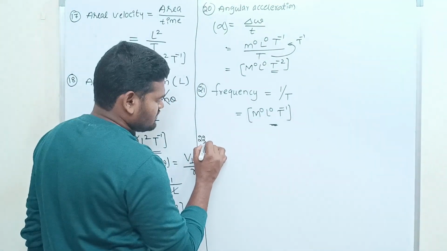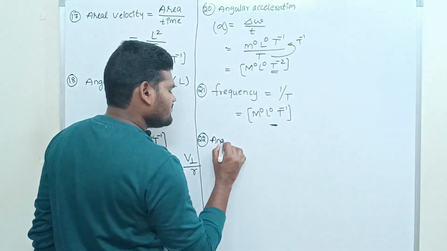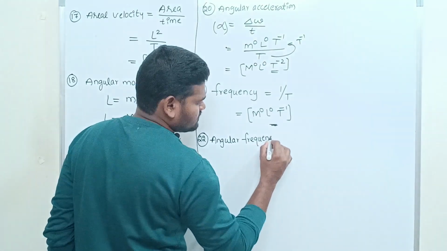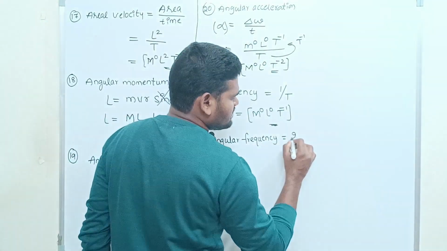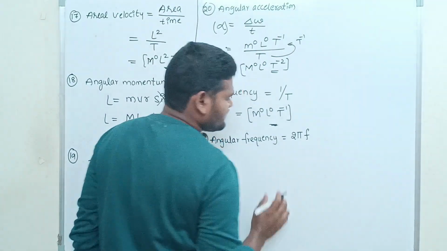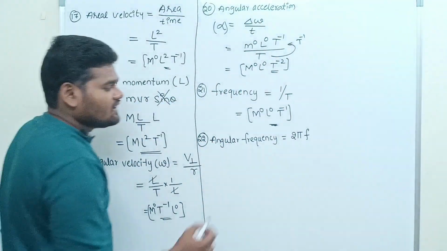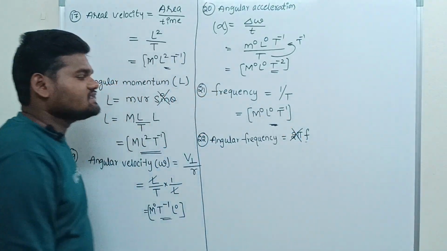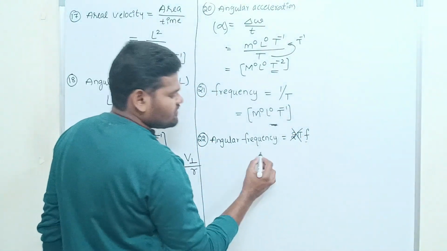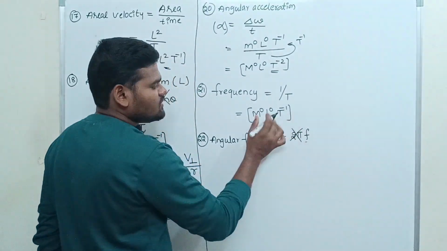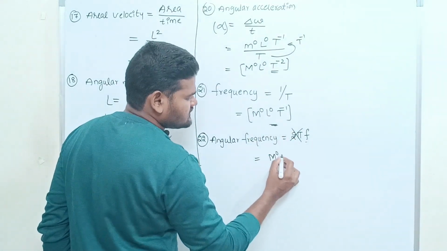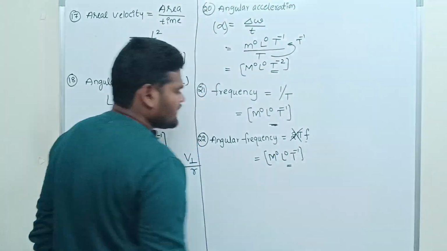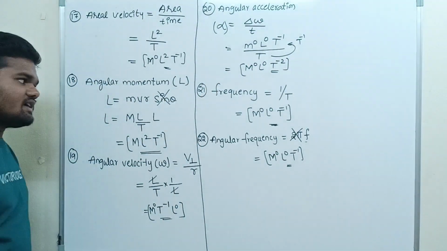Okay. 22nd. Angular frequency. So angular frequency is equals to what? 2 pi f. This is the formula for angular frequency. So 2 pi is constant. It has no dimensional formula. And f means what? Frequency. What is the dimensional formula for frequency? Again, M power 0, L power 0, T power minus 1. Are you getting? Right, very good.